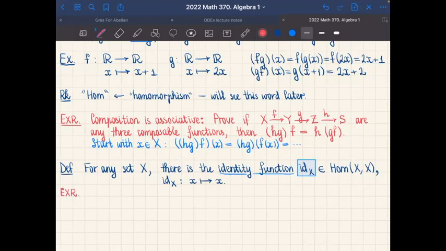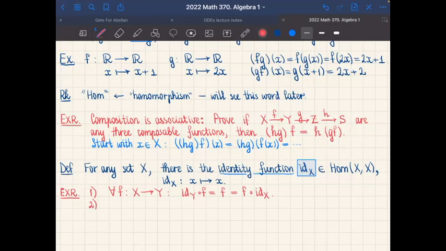And you can also do the following exercise. First, you can show that for any function f from x to y, composition with the identity on any side does not change f. So identity of y composed with f is equal to f, as well as f composed with identity of x is equal to f.